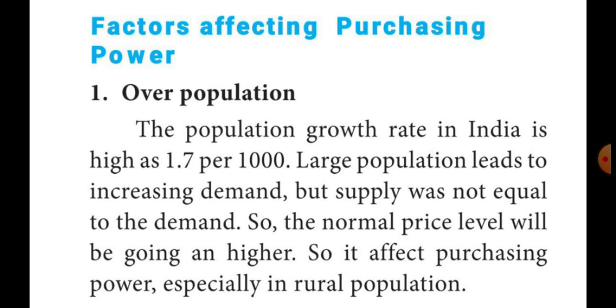Okay, listen here. Large population leads to an increase in demand. That means overpopulation means our demand will increase. But supply is not equal to the demand. Because of overpopulation, the demand will increase, but the supply is not equal to the demand. So the normal price will go higher.